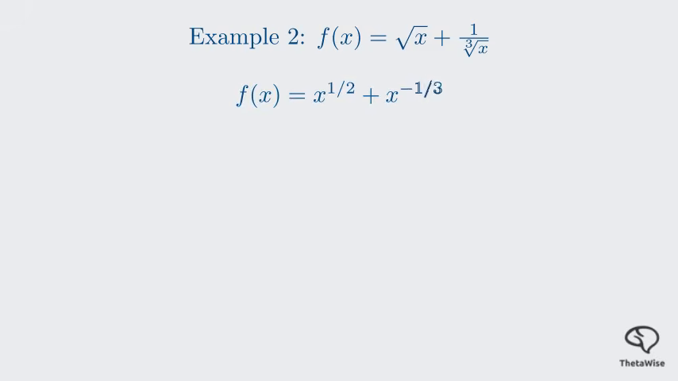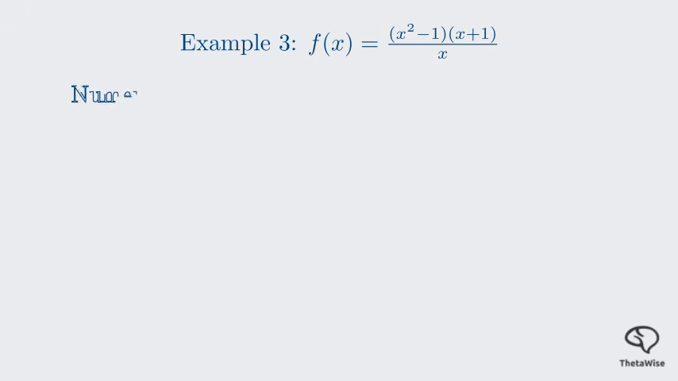Now we can use the power rule on each term. The derivative of x to the 1/2 is 1/2 times x to the 1/2 minus 1, which is negative 1/2. The derivative of x to the negative 1/3 is negative 1/3 times x to the negative 1/3 minus 1, which is negative 4/3. Putting it together, f prime of x equals 1/2 times x to the negative 1/2 minus 1/3 times x to the negative 4/3. See how transforming the function first makes it easy to use the power rule?